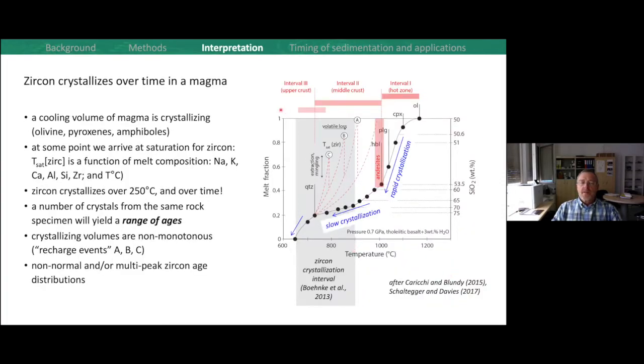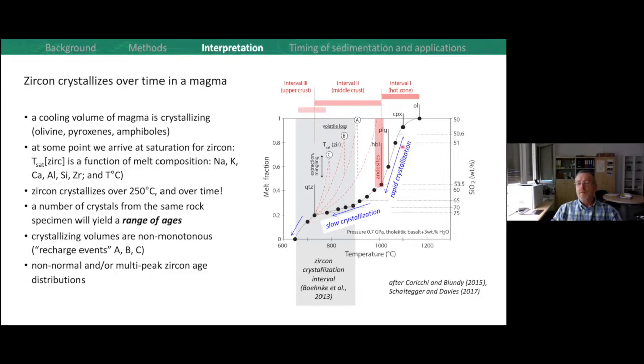So this is a diagram of melt fraction, so magmatic melt, 100%, 0%, from 600 to 1300 degrees. The melt starts to crystallize several minerals, maybe also loses melt portions. And at some point, at something like 30% of melt fraction, we arrive at 68% of SiO2, and we enter this field, which is called the zircon crystallization interval. So here, the melt is saturated for zircon.